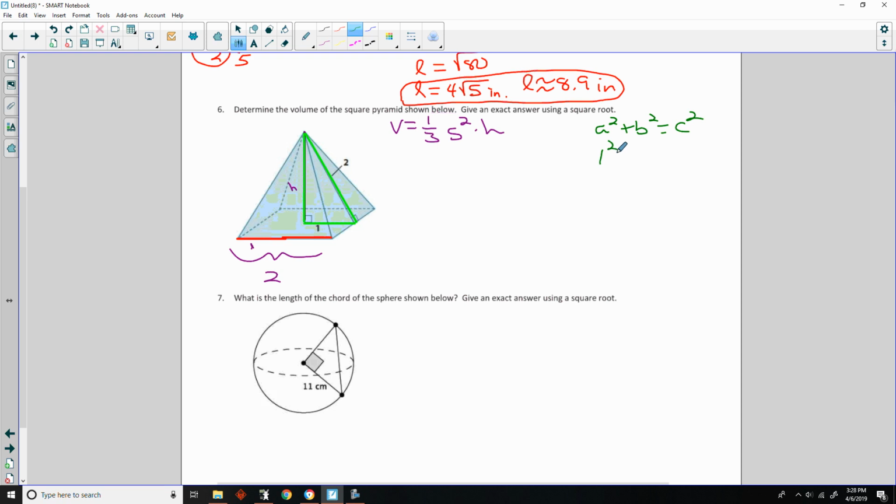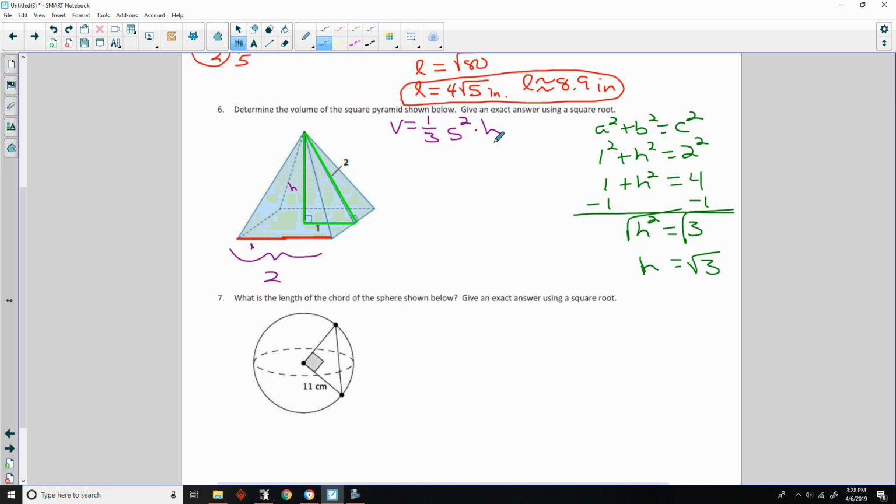A is 1, B is h, and c is 2. So 1 squared is 1 plus h squared equals 2 squared, which is 4. Subtract 1 from both sides to get h by itself, and h squared equals 4 minus 1, or 3. If I take the square root of both sides, then h equals the square root of 3.